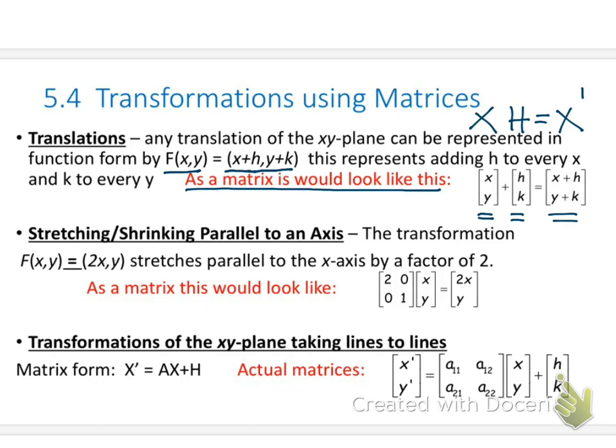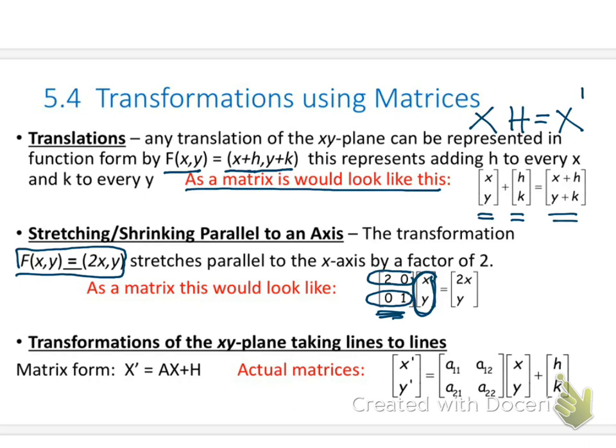So just notational information. Okay, if you stretch or shrink something parallel to an axis, the transformation is this. So this is going to stretch it 2 times parallel to the x-axis. In terms of a matrix, if you had a matrix that's going to stretch only the x, it'll look like this. So notice, if you multiply this row times this column, you get 2x. And then this row times this column, you get y. So y is unchanged. So that's how you would represent it in a matrix.